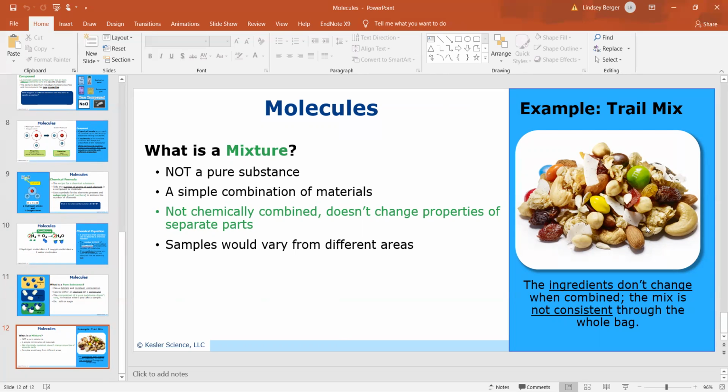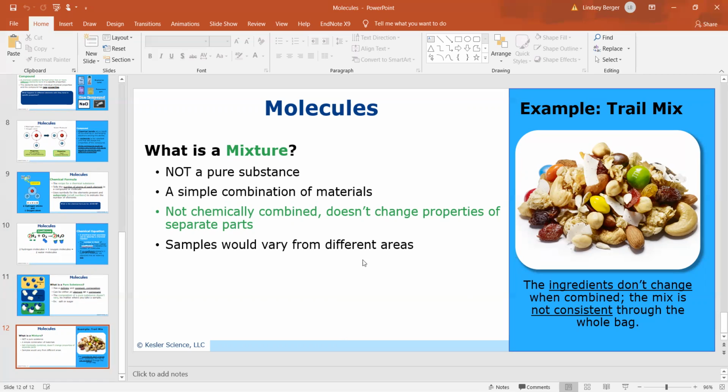Just like with this trail mix, you could sit here and count out 1 M&M, 2 M&M, 3 M&M, and then 1 peanut, 2 peanut. Nobody wants to do that. We're just going to grab a handful and eat it because it's trail mix. But in certain chemicals, compounds, we don't want mixtures. We want pure substances. It just depends on the type of lab work you're doing.